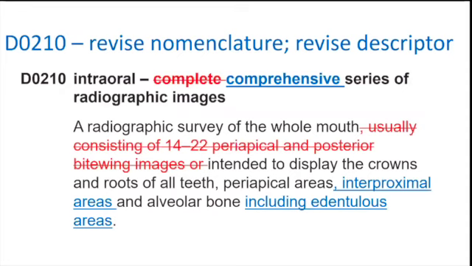Here we see revision of both the nomenclature and descriptor. D0210 intraoral comprehensive series of radiographic images, a radiographic survey of the whole mouth intended to display the crowns and roots of all teeth, periapical areas, interproximal areas, and alveolar bone, including edentulous areas. So these revisions clarify the procedure's objective as a comprehensive survey.